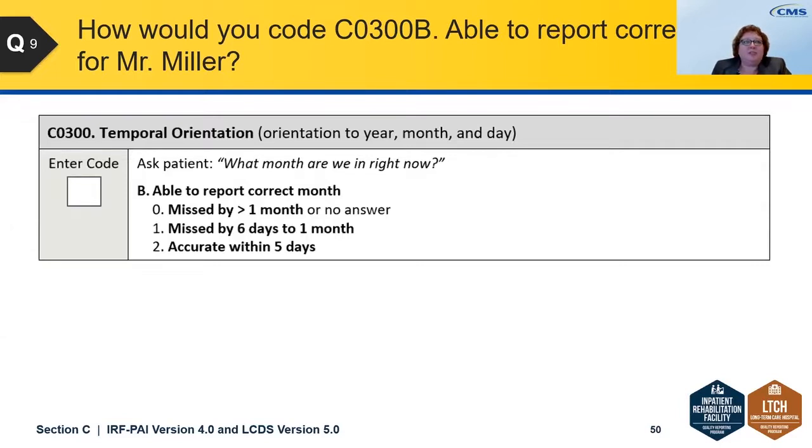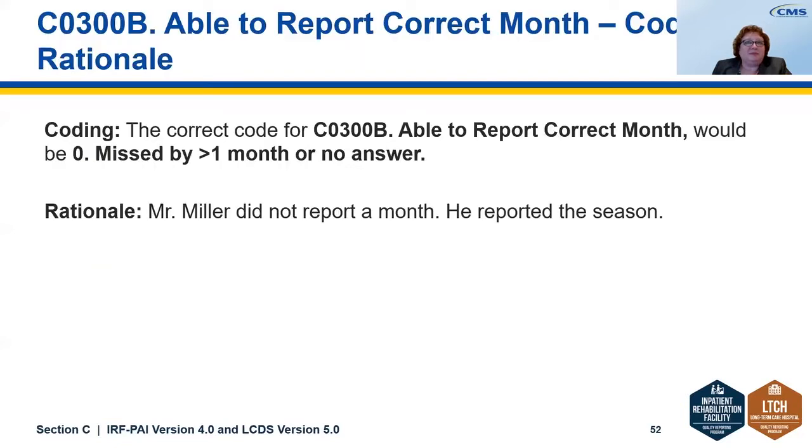And I'll give you a few more seconds to consider a response for C0300B. Okay, let's see how you polled on that. Most of you thought it was missed by greater than 1 month or no answer, 95%. And the correct answer is indeed code 0, missed by greater than 1 month or no answer. Now, Mr. Miller did not report a month. He reported the season. So that's important to note that that's actually not a correct response at all.